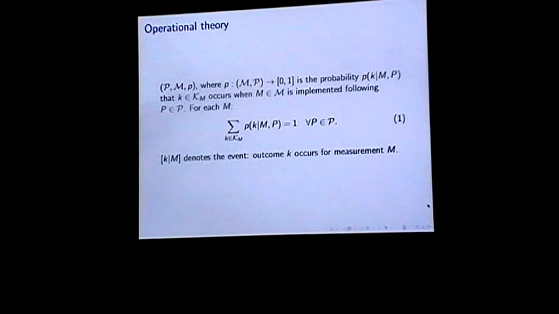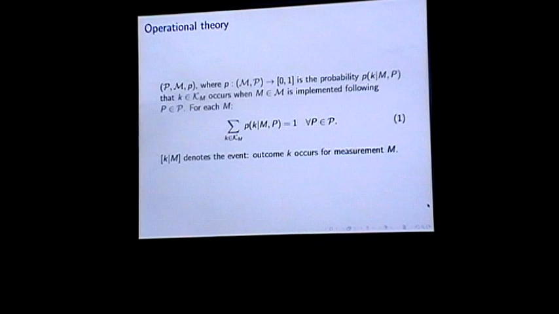Anyway, so a quick intro to the basic notions that we need to build up the definition. An operational theory is just a triple. The first is a list of preparation procedures that you can do in the laboratory, that's the script P. M is the set of measurement procedures you can carry out in the laboratory. Small p is the distributions you can get over outcomes of measurements, given preparations.